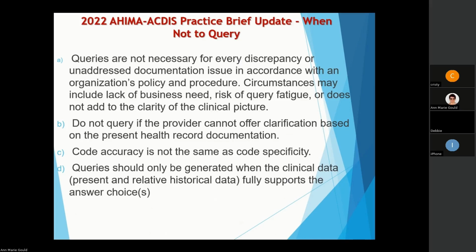Queries should only be generated when the clinical data, present or relative historical data, like a prior echo, fully supports the answer choices. I had a coder ask me to query for ABLA on a patient. I said, the patient doesn't have ABLA. The patient has anemia due to neoplastic disease, cancer, and they have severe iron deficiency anemia. So I reached out to my team and said, listen, they want me to send this, and there are no clinical indicators to support that diagnosis.